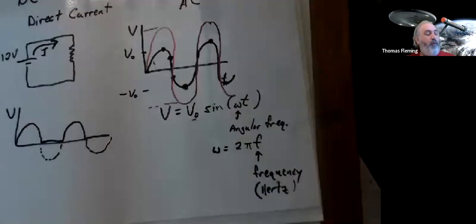So the way we're going to manage to talk about alternating current is we're going to take a special sort of average. And that special sort of average is called a root mean squared average.